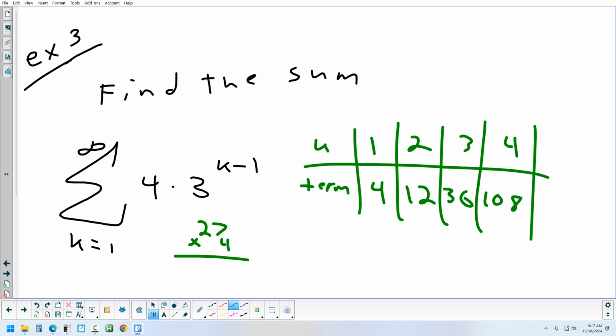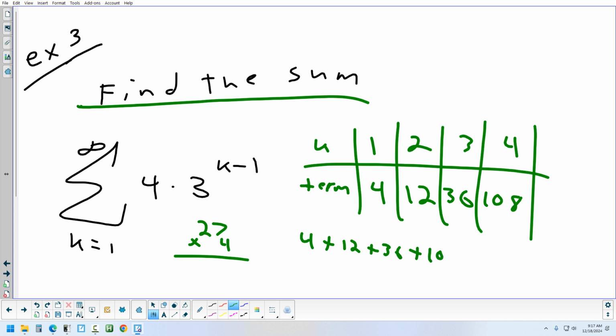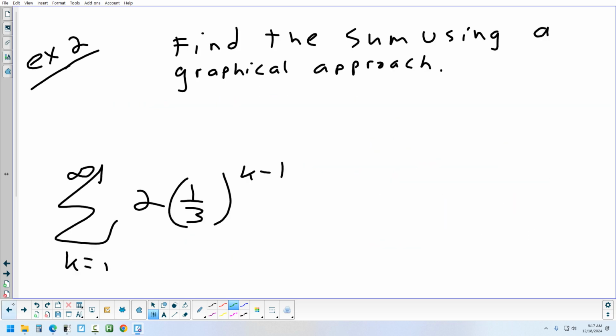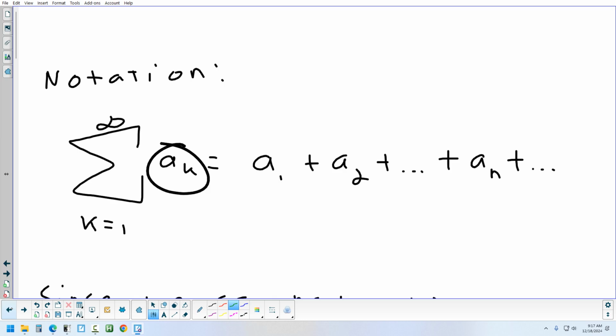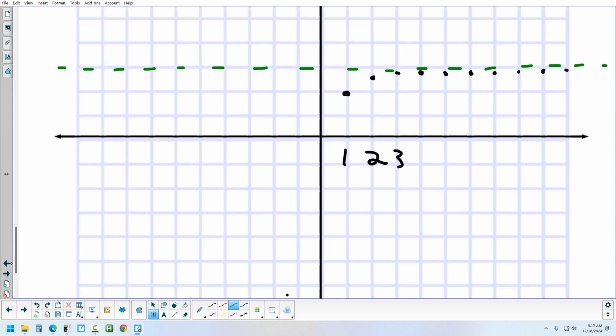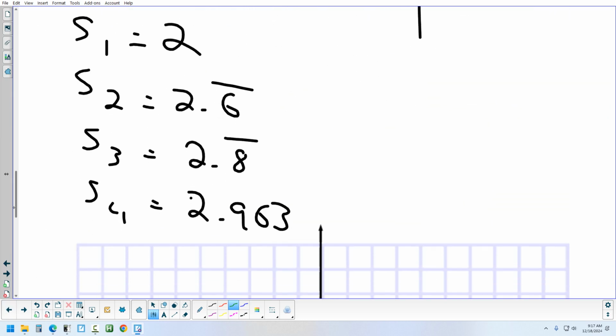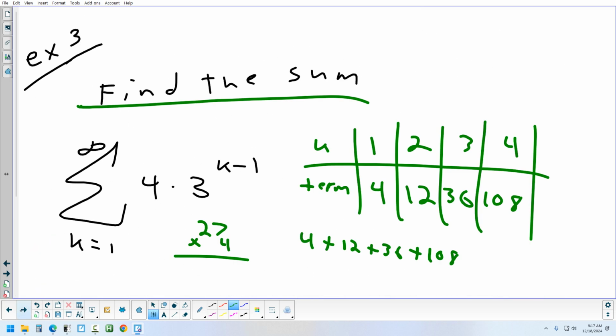So now, let's look at adding them all up. 4 plus 12 plus 36 plus 108. As I start to add those up, what does it look like it's getting close to? Infinity. Yeah, it's getting close to infinity. It's not like when I added up these, where we saw 2, 2.6, 2.8, 2.8. It was getting closer to something. This one isn't. Okay. These are approaching infinity.